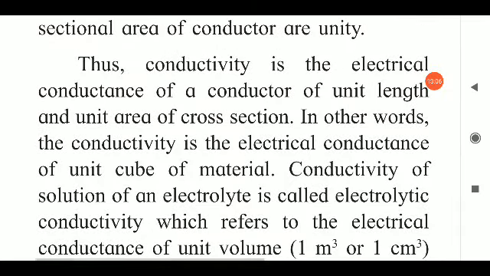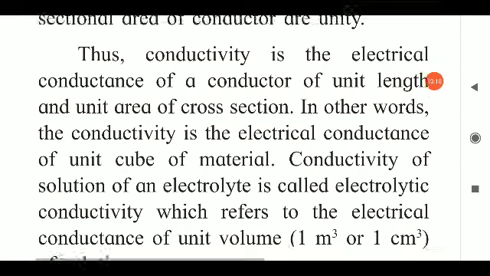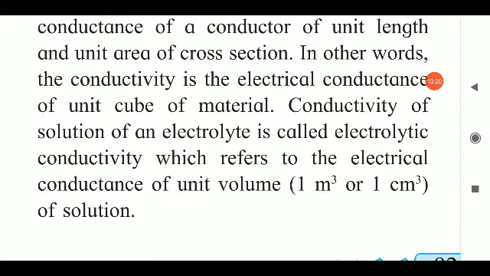Thus the conductivity is the electrical conductance of a conductor of unit length and unit area of cross section. In other words, the conductivity is the electrical conductance of a unit cube of material. The conductivity of a solution of an electrolyte is called electrolytic conductivity, which refers to the electrical conductance of unit volume. As I have already mentioned, if you want to put in values, the volume will be 1 meter cube or 1 centimeter cube of solution.